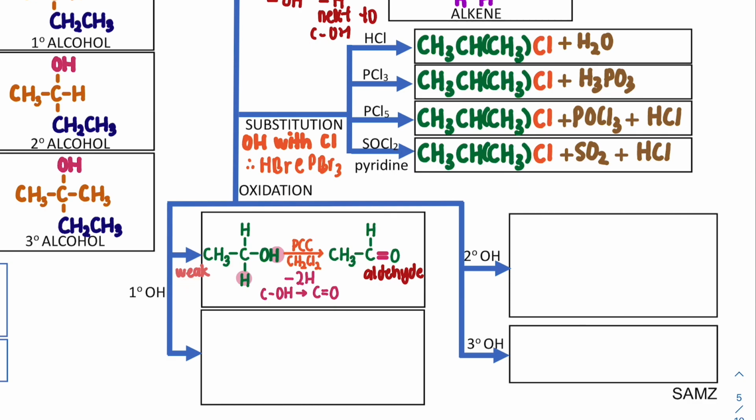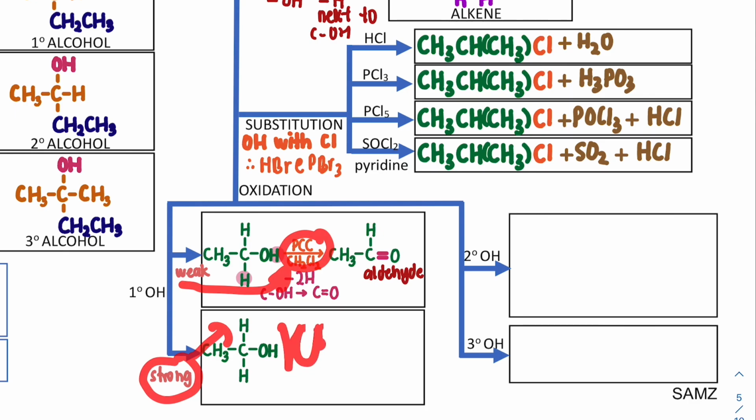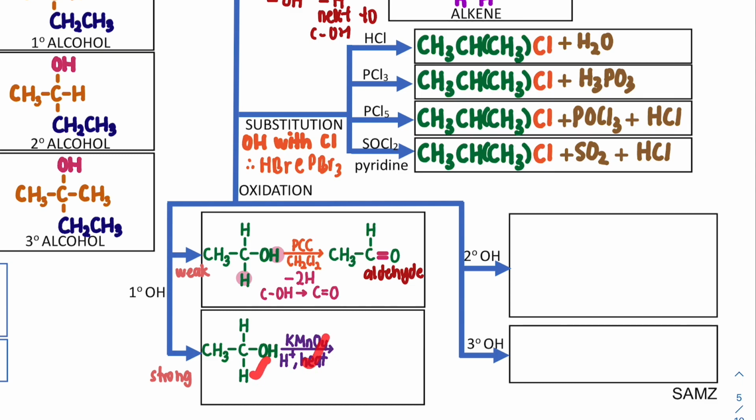Tapi oxidation ni sebenarnya ada juga if we use the strong one. Okay, strong oxidizing agent. So for the strong one, again from the same primary alcohol, since it is a strong one, tak boleh guna PCC, CH2Cl2 lah. This is specifically for weak. Kalau strong one, the most famous one is KMnO4, H+, heat. So, what is the reaction when we react alcohol with the strong oxidizing agent? Masih lagi we're gonna remove the hydrogen. Okay, tapi write down di bawah ni, what will happen is that we're gonna remove the 2 hydrogen.